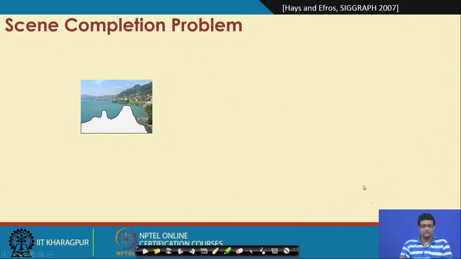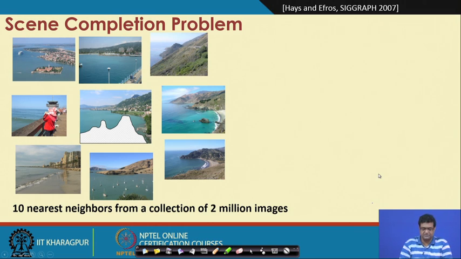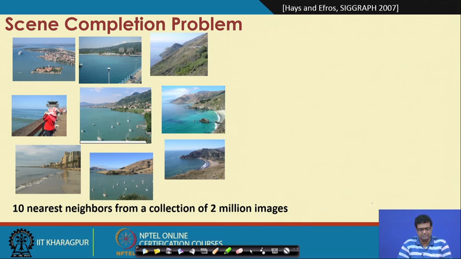For this, you have to find, let us say, something like 10 nearest neighbors from the collection. So, this is like 10 nearest neighbors from a collection of 20,000 images. These slides are taken from the MMDS book, which I will refer to at the end, and these are the 10 nearest neighbors from a large image collection of about 20 million images. And then you can just use one of the existing images to complete the scene of this image.